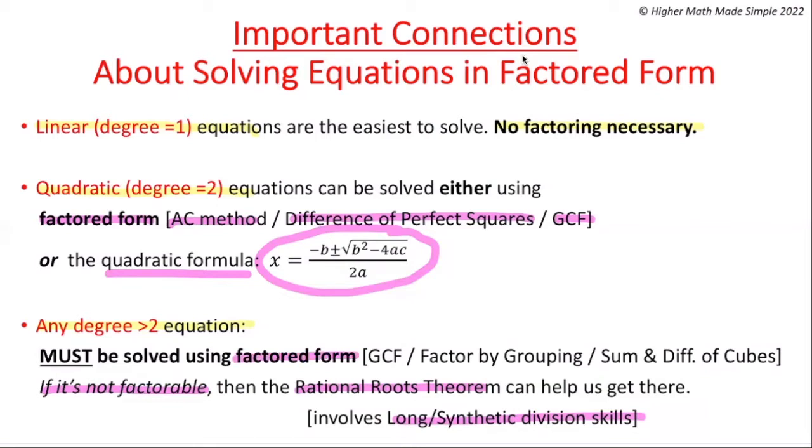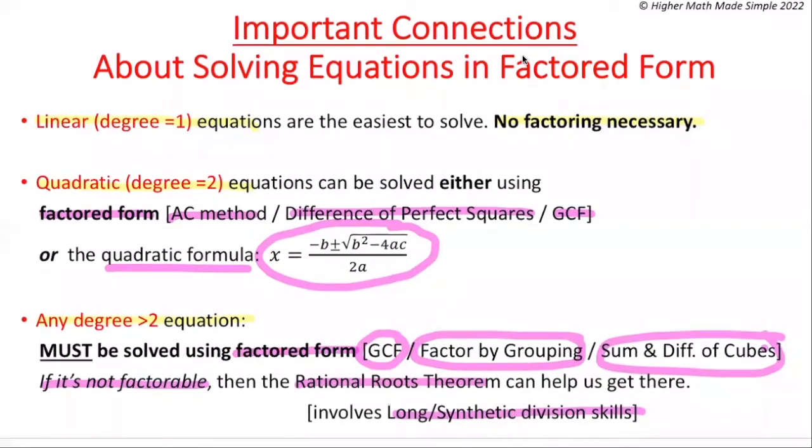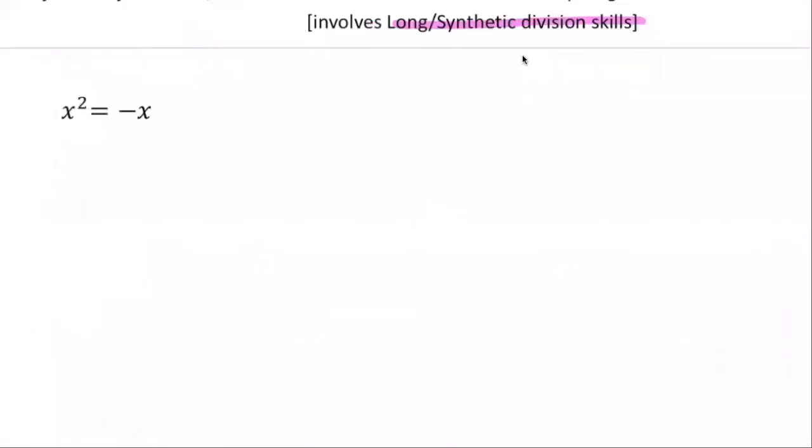So if you have an equation with degree bigger than 2, the 3 methods, you're always going to be looking out for the greatest common factor. You're going to be looking out for factoring by grouping, in which you need 4 terms, and be on the lookout for sum and difference of cubes. Let's jump right to an example.